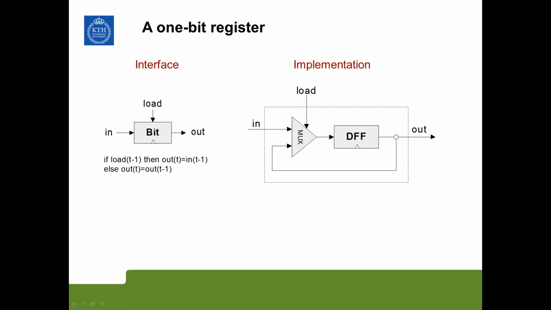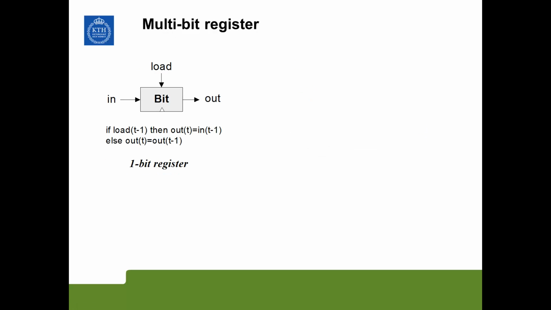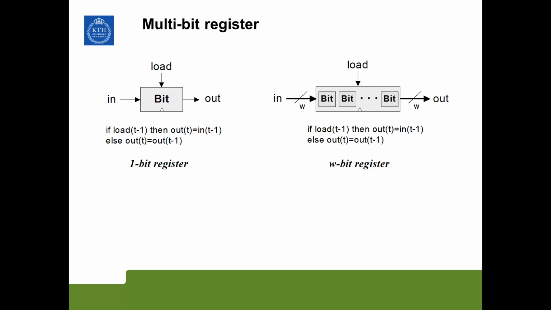So given this 1-bit register, it's now very easy to build multi-bit registers. We simply put them in parallel, where for a number of W bits, each bit will be stored in a 1-bit register, and they will all be controlled by the same load signal and the same clock.